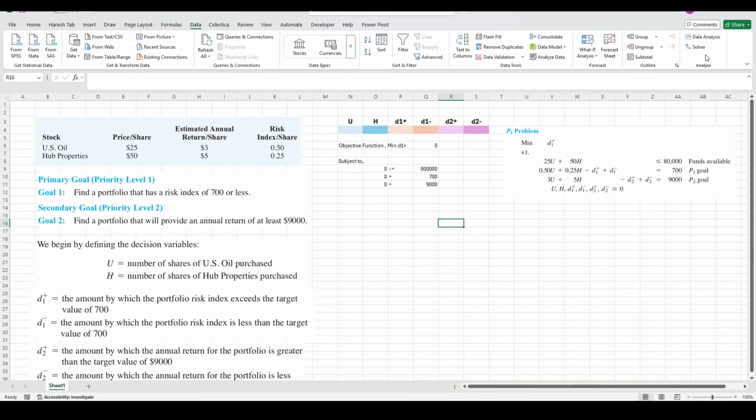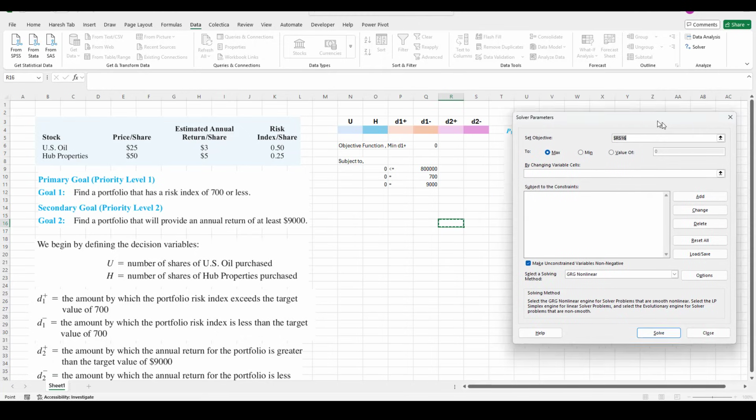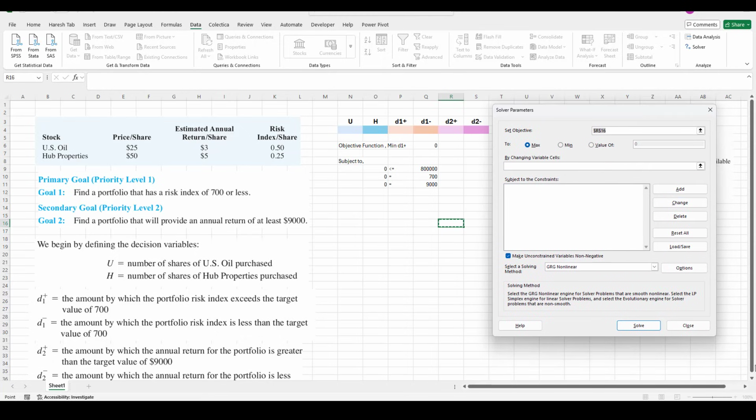Since I already have it, I will just open it, and you will see a dialog box has opened. The first field is Set Objective. I know my objective is this cell, so I will just click here.